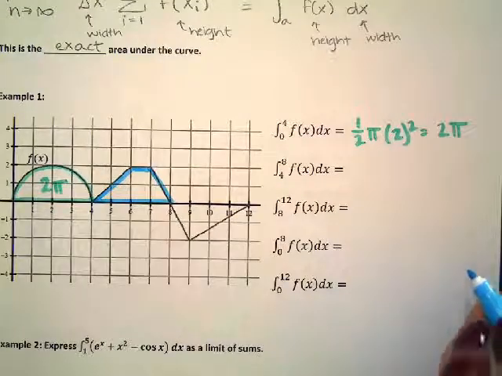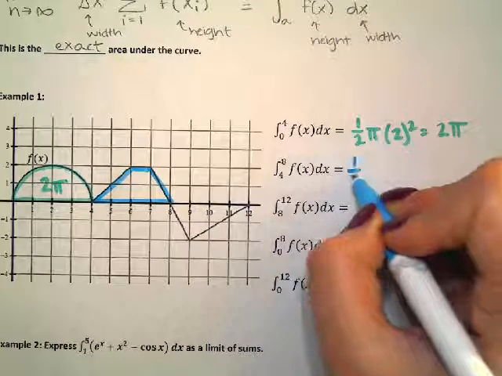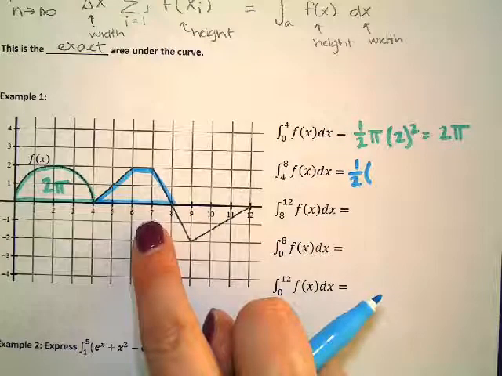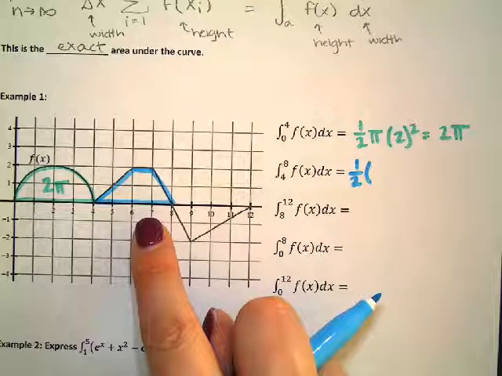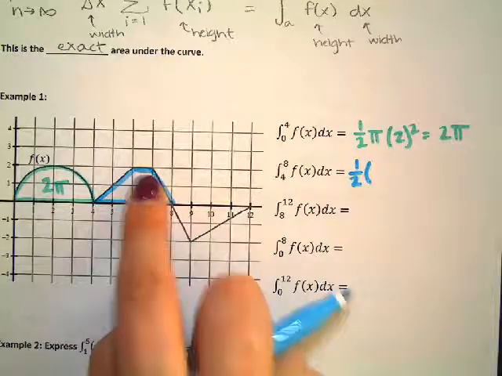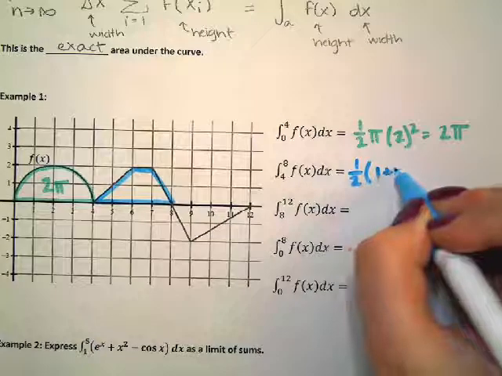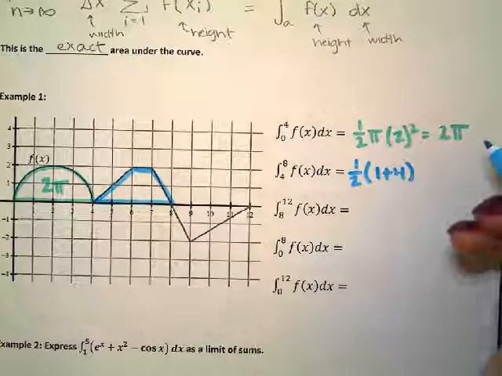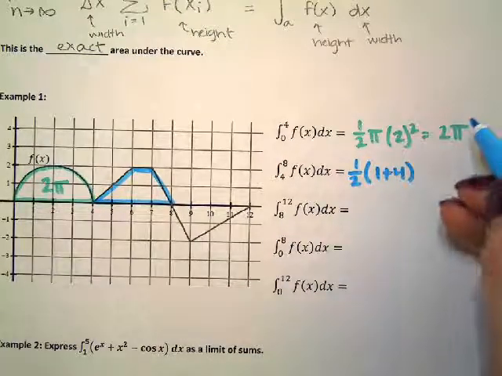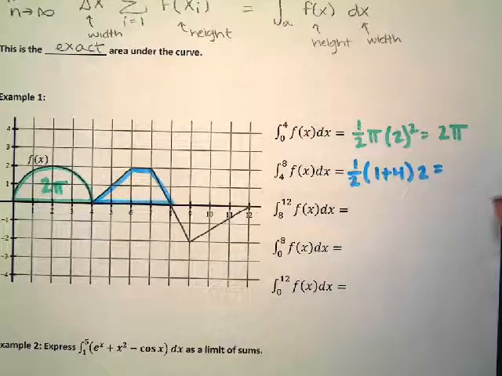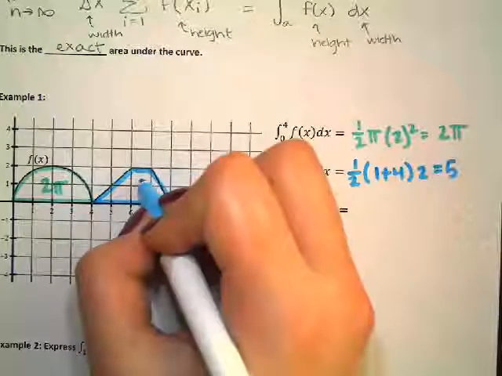You gotta turn it into base 1 plus base 2. What's the length of the first base, or the top base? 1. What's the length of the bottom base? 4. So 1/2, 1 plus 4, times the height of the trapezoid, 2. So what's that area? 5. Okay.